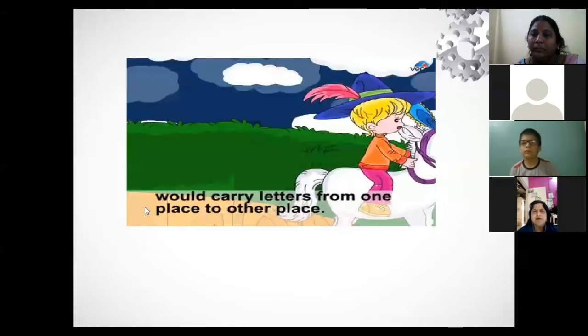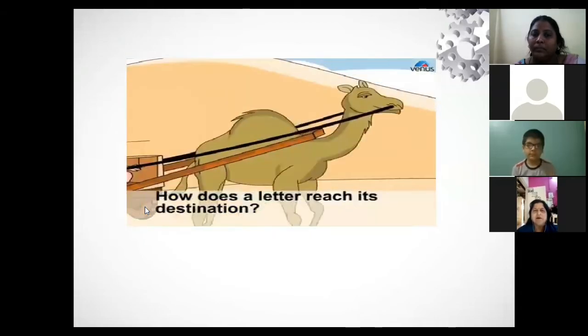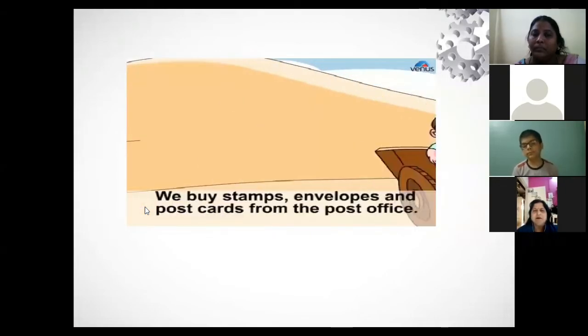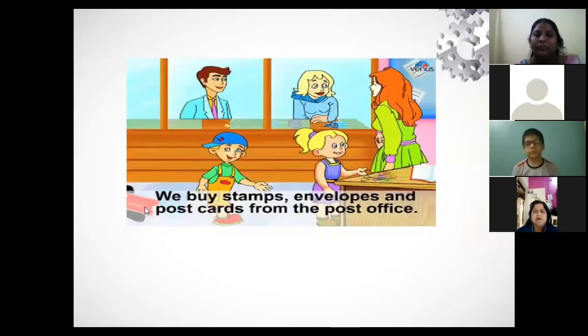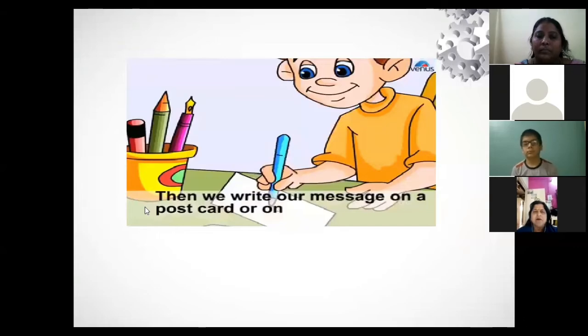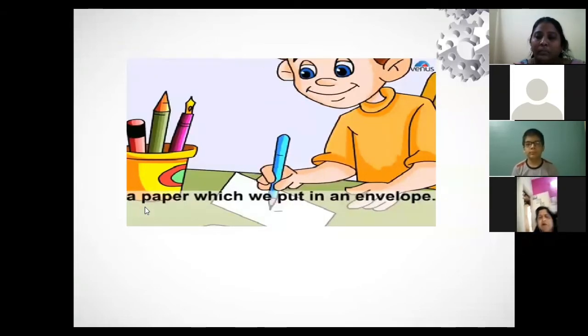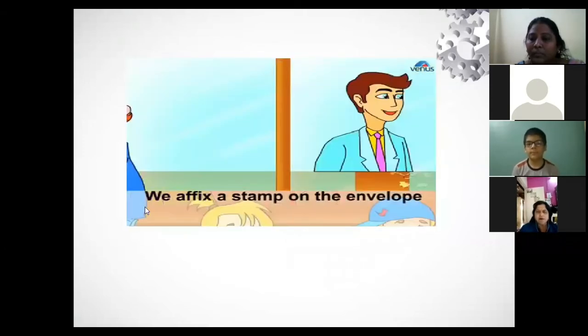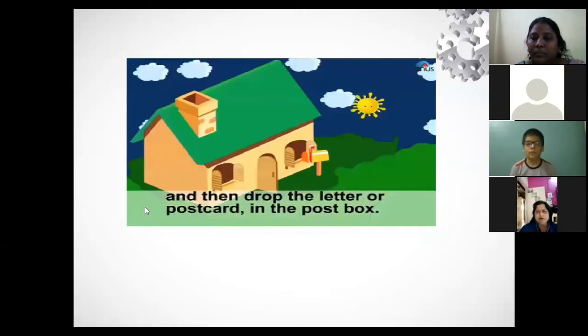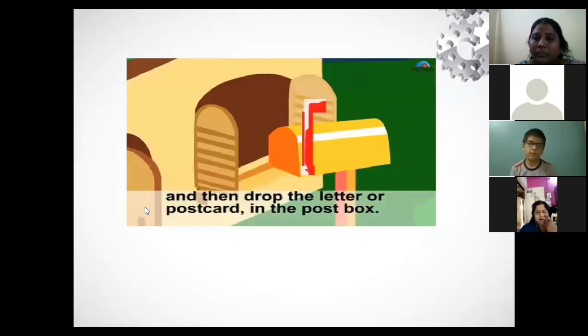How does a letter reach its destination? We buy stamps, envelopes, and postcards from the post office. When we write our message on a postcard or on a paper, which we put in an envelope, we affix a stamp on the envelope and then drop the letter or postcard in the post box.